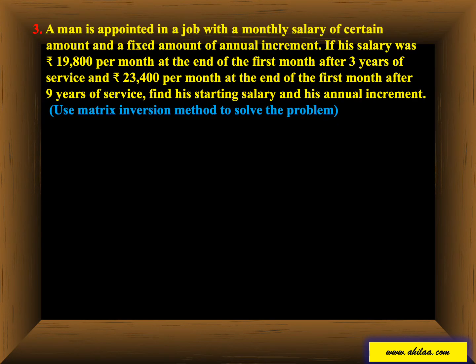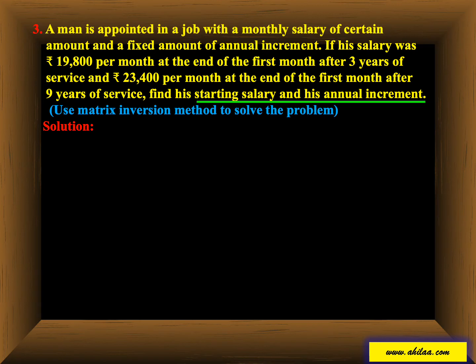Now the third problem is, a man is appointed in a job with a monthly salary of a certain amount and a fixed amount of annual increment. If his salary was rupees 19,800 per month at the end of the first month after 3 years of service, and rupees 23,400 per month at the end of the first month after 9 years of service, find his starting salary and his annual increment. Here it is explicitly given that we need to use the matrix inversion method to solve the problem. So let us see how to get the result.